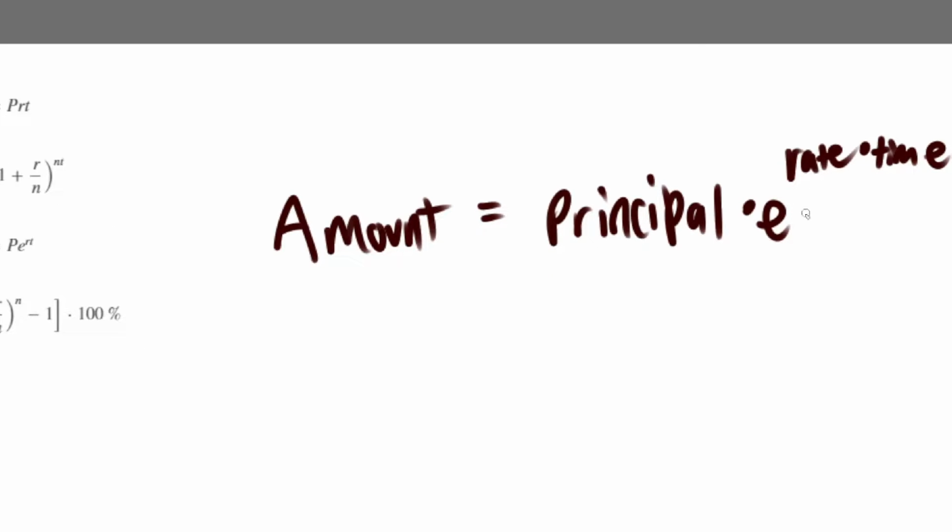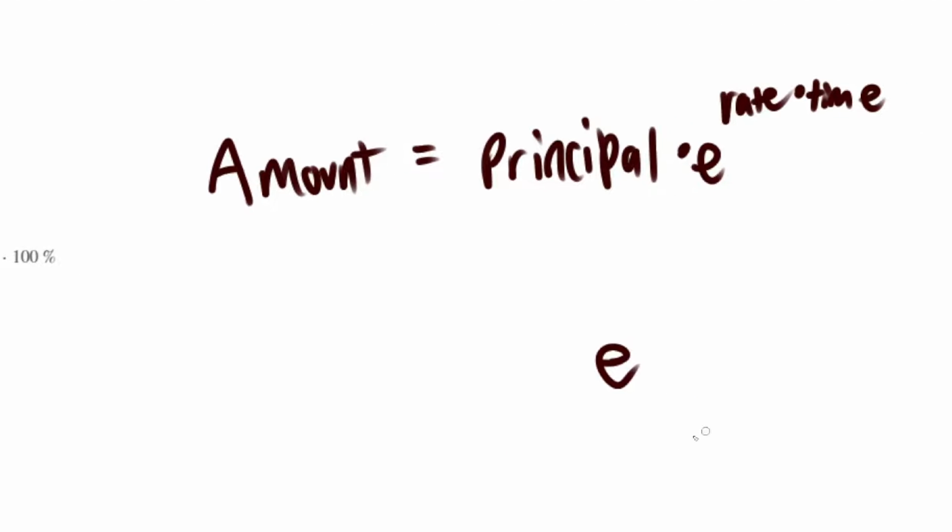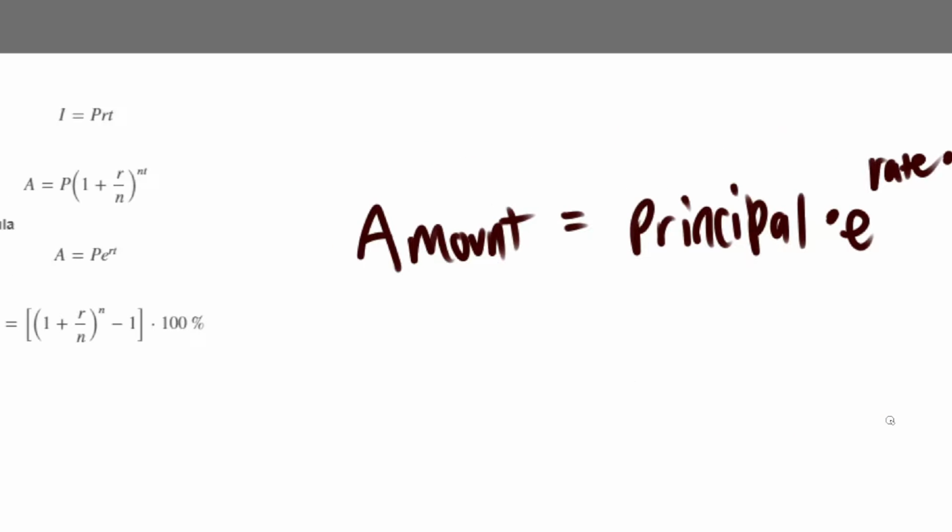Now this e sometimes confuses people. The e is not a variable like x. The e is a constant. It stands for like 2 point something. I don't have it memorized. It's a really famous number. It's seen a lot in nature. And anytime you see an e, you can assume it has something to do with nature. So it doesn't really have anything to do with money.